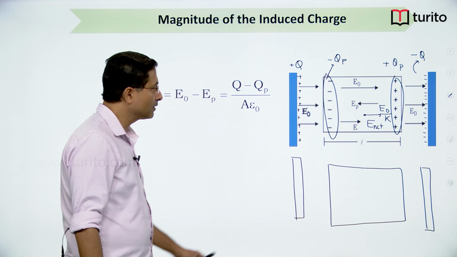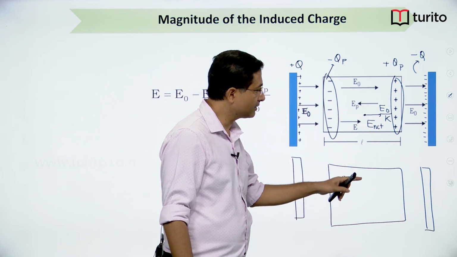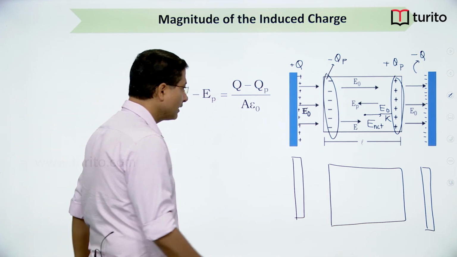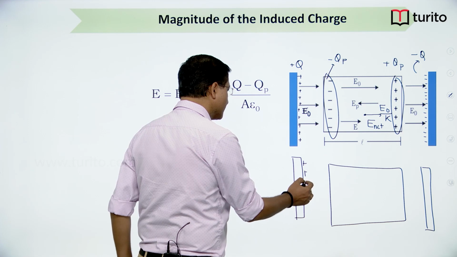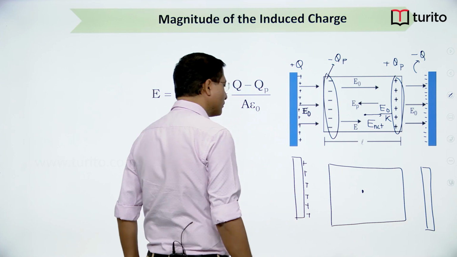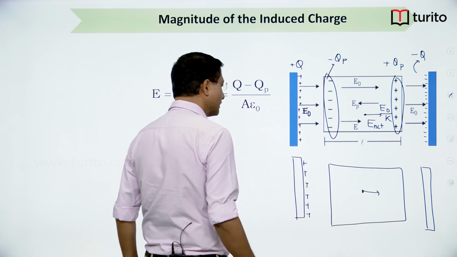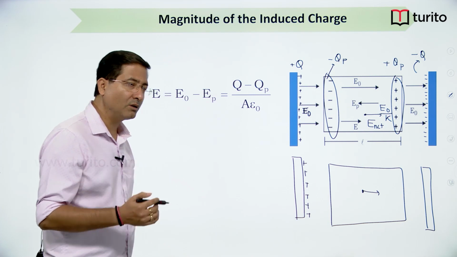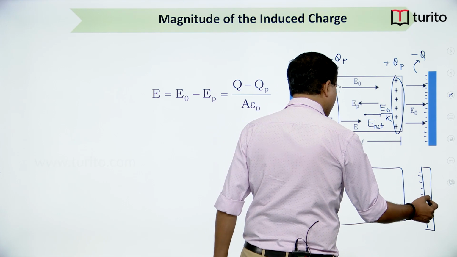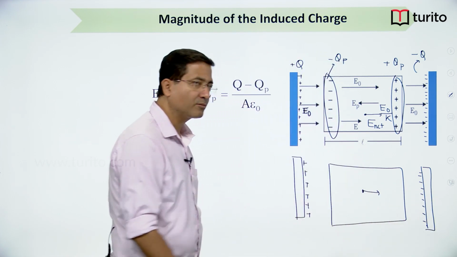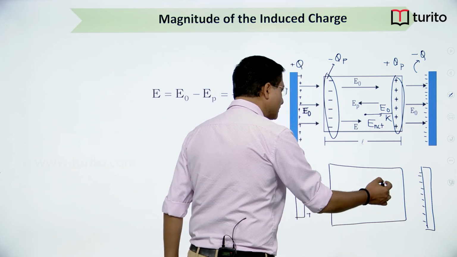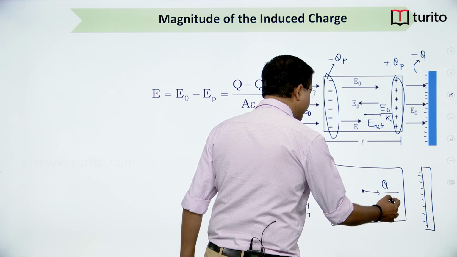So, if I draw the diagram again, then this charge will produce a field at this particular point in this direction, and it is q upon 2 epsilon naught. Similarly, this charge will produce a field at this point q upon 2 epsilon naught. The net field because of these two is q upon A epsilon naught, right.